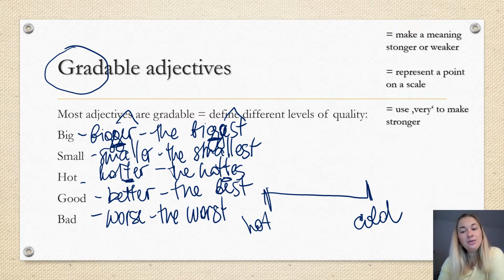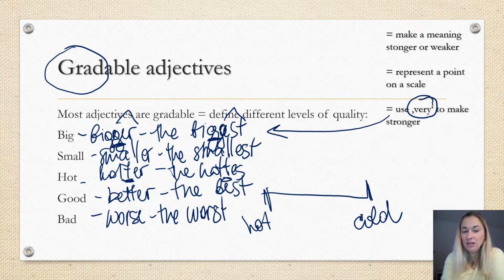And we can use the particle very to make something stronger. For example, it is a very small computer. It is a very hot tea. Be careful drinking it. It is very bad to scream at your children. Mind that you cannot use very with the degrees of comparison, so only with this initial form.